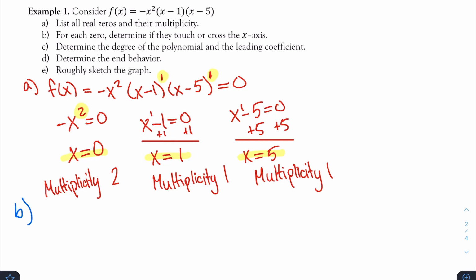Now for part B, for each zero, so I have 3 of them, determine if they touch or cross the x-axis. So remember what I said earlier in our definition. If we have an even multiplicity, we only touch the x-axis. If my multiplicity is odd, then we cross the x-axis. So for x equal to 0, we have multiplicity 2. Clearly 2 is even, hence we only touch the x-axis. For x equal to 1 and x equal to 5, we have an odd multiplicity, so we cross the x-axis. And this is what I want for part B.